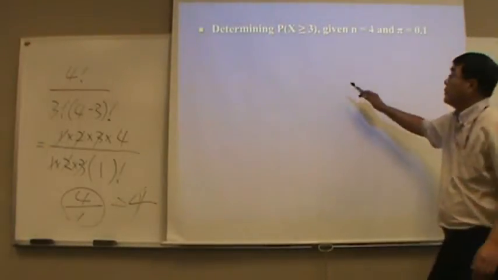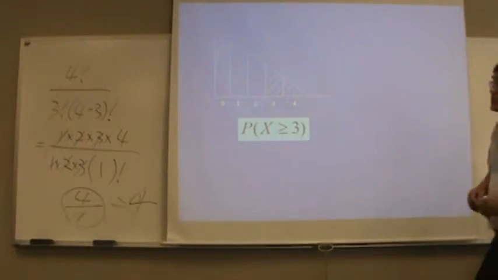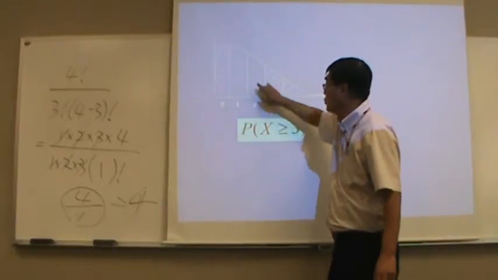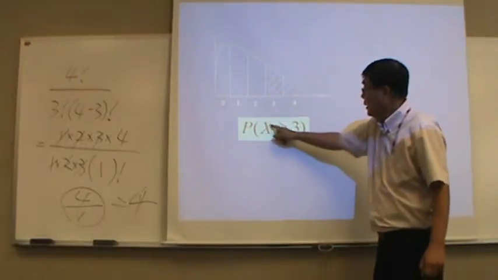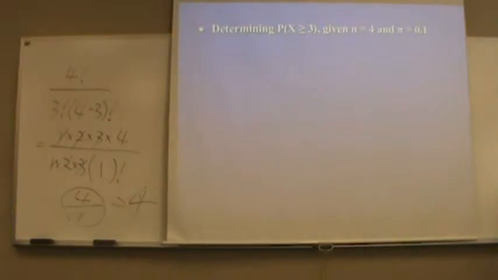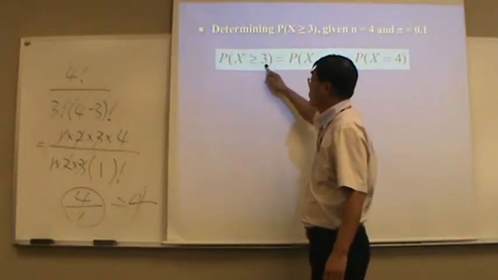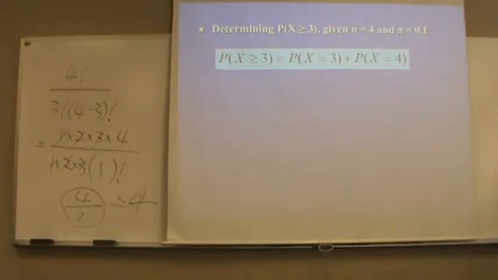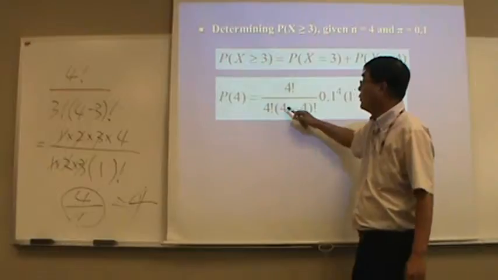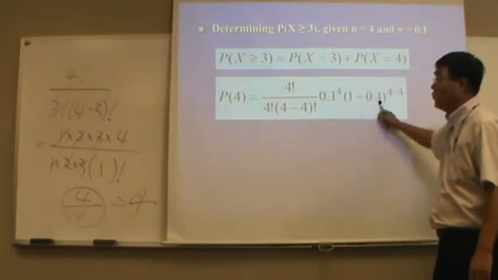Probability of 3 or more is like this. If n is 4, the possible values are 0, 1, 2, 3, 4. X greater than or equal to 3 means 3 and 4. So the probability of x greater than or equal to 3 is the probability of 3 plus the probability of 4. We already have the probability of 3. We need the probability of 4: 4 factorial over 4 factorial times (4 minus 4) factorial, 0.1 to the fourth power, times (1 minus 0.1) to the power of 4 minus 4.